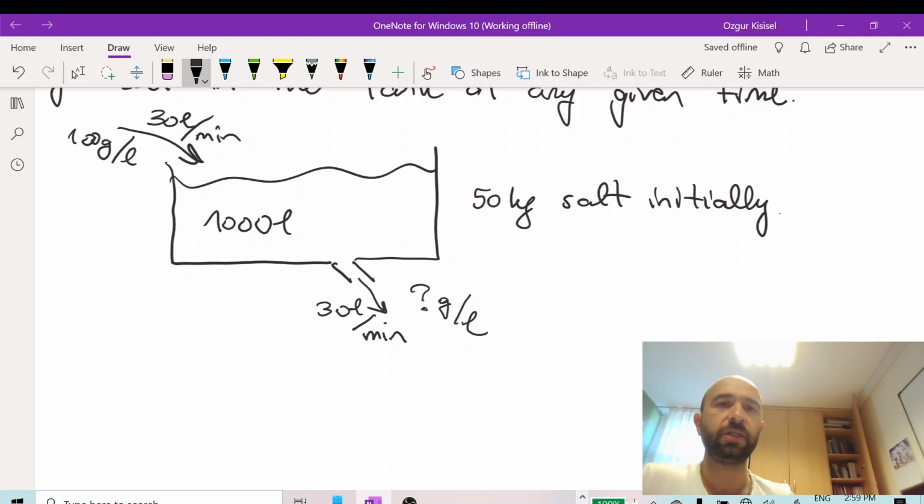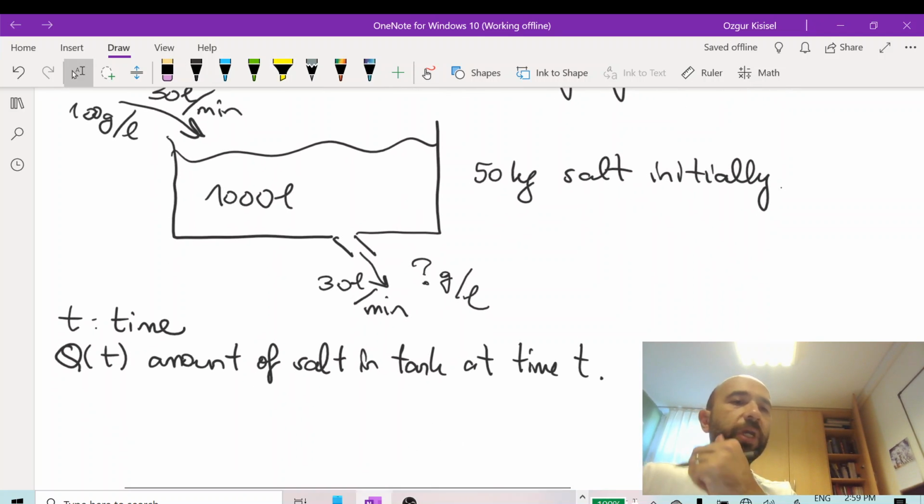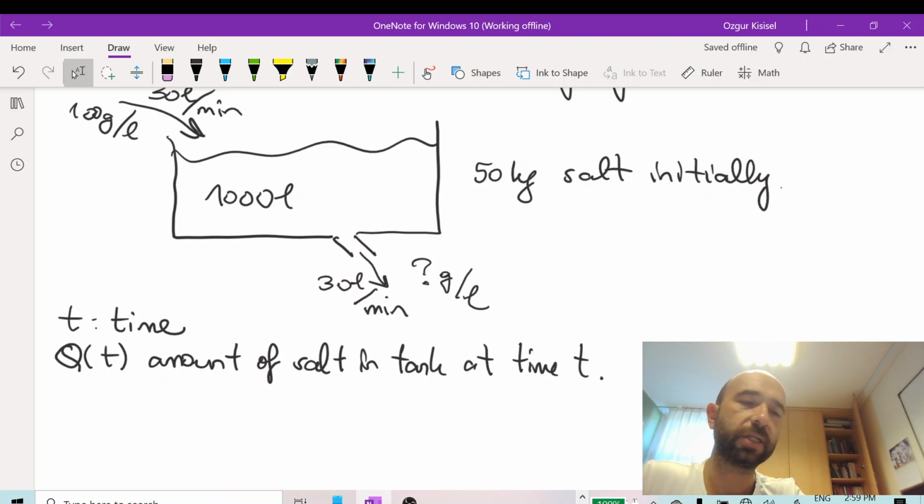Now, let's try to be a little bit more specific. Let t be time and Q(t) the amount of salt in the tank at time t. We cannot compute Q directly. It's not an arithmetic problem. That's important to realize. It's difficult to write down Q directly, but it is easier to understand how fast it changes. So let's look at its derivative instead.